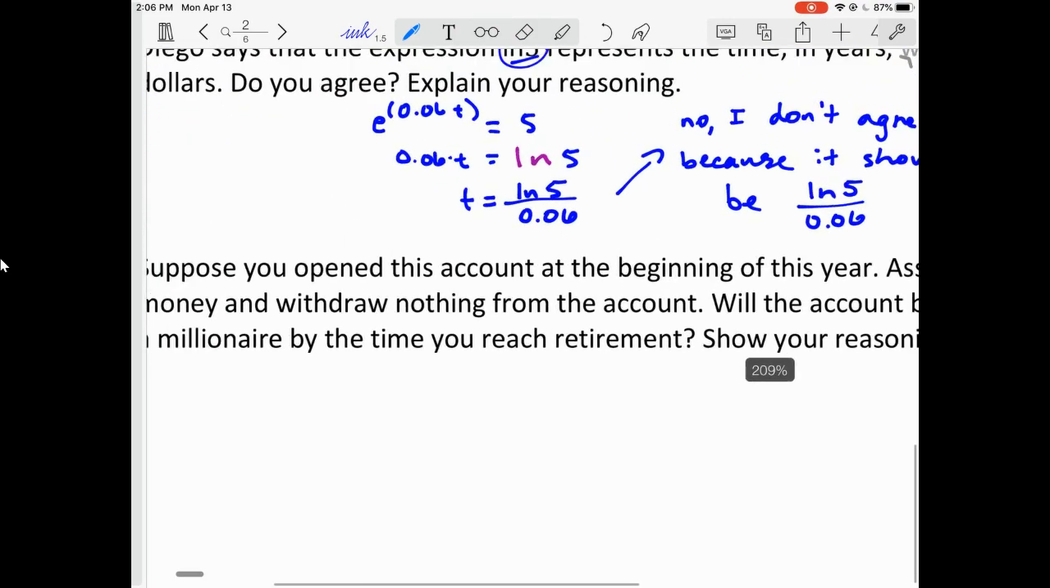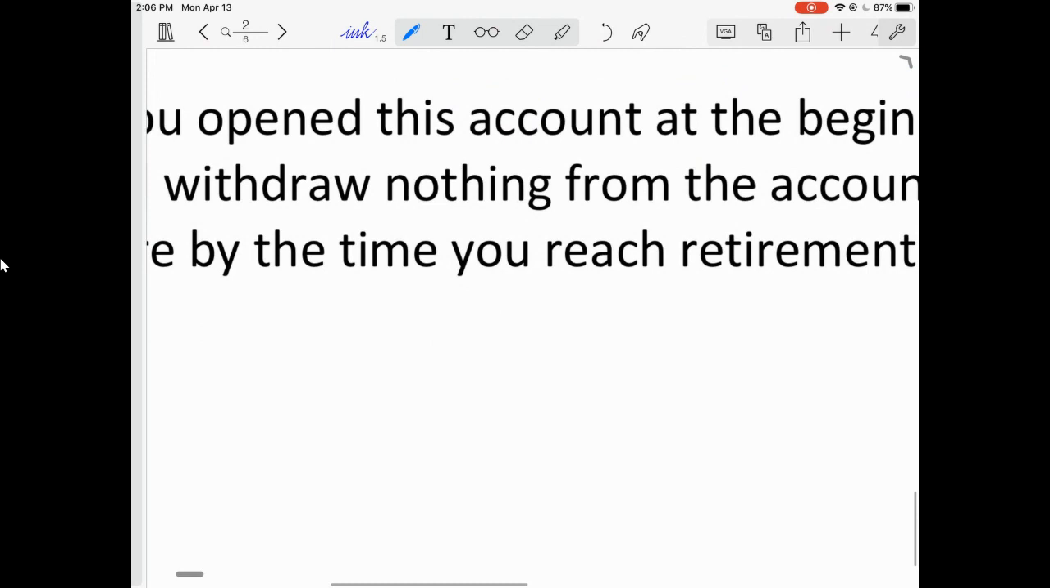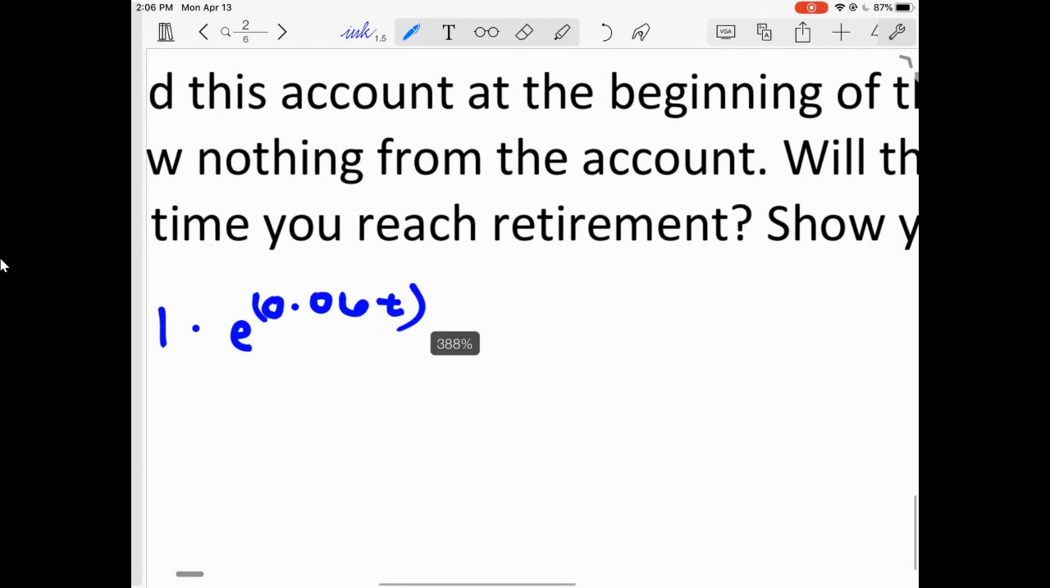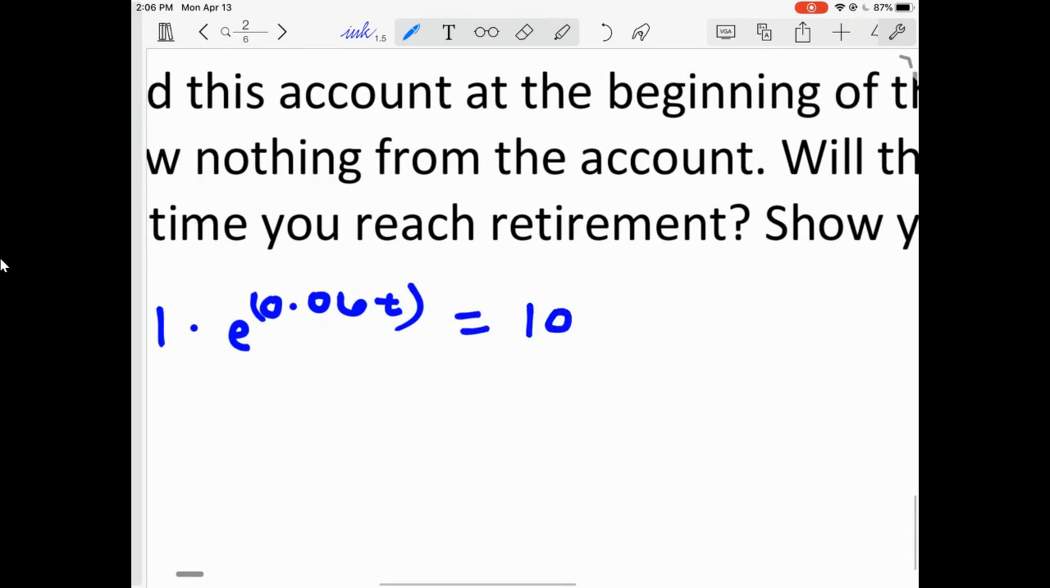So just like we did in 2, let's set up that equation. 1 times e to the 0.06 t. But this time, when will it equal 1 million? And we'll decide if that's what we want for retirement.